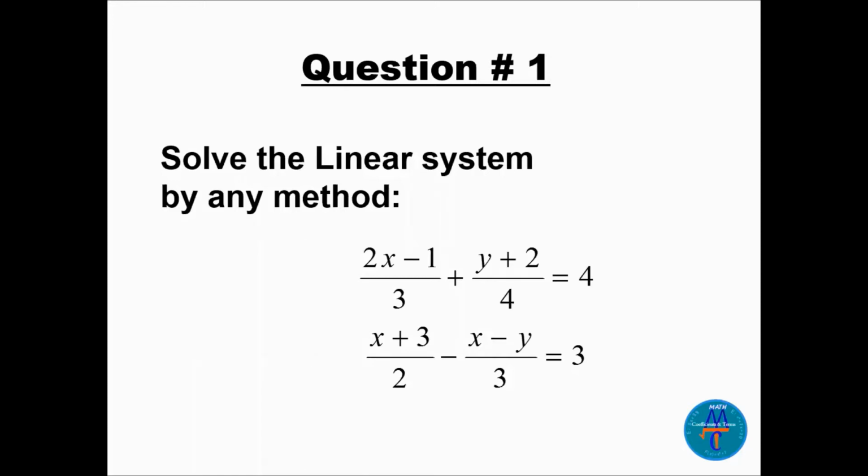So let's come back to question number 1. We see that there are 2 equations, (2x minus 1) over 3 plus (y plus 2) over 4 is equal to 4. And (x plus 3) over 2 minus (x minus y) over 3 is equal to 3. Now take a second to think. You can pause the video and see what can you do to solve this linear system.